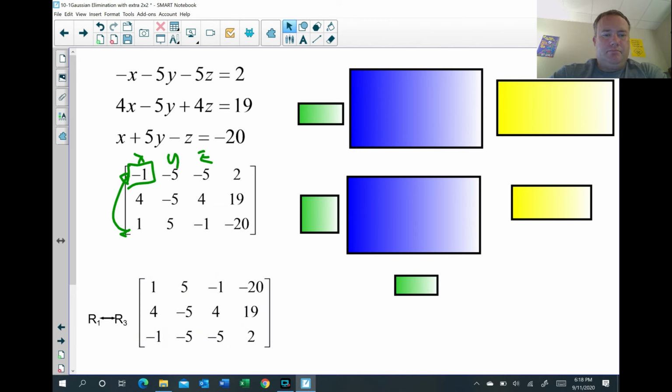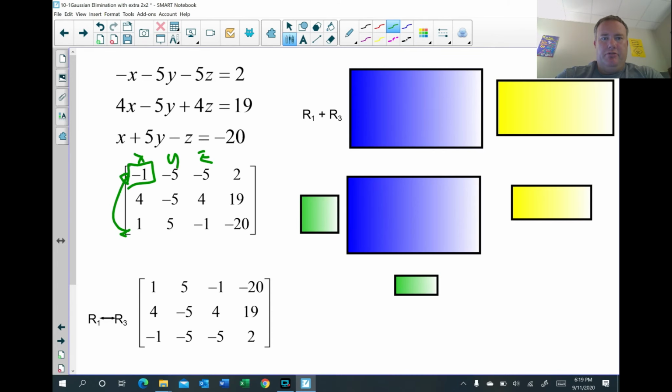There we go. So I switched the two rows. I've already got my 1 up there. One of the things I want to do is try to make some of these 0. Now, this row, we got a 1 and we need these two 0. Now there's different ways of doing this.